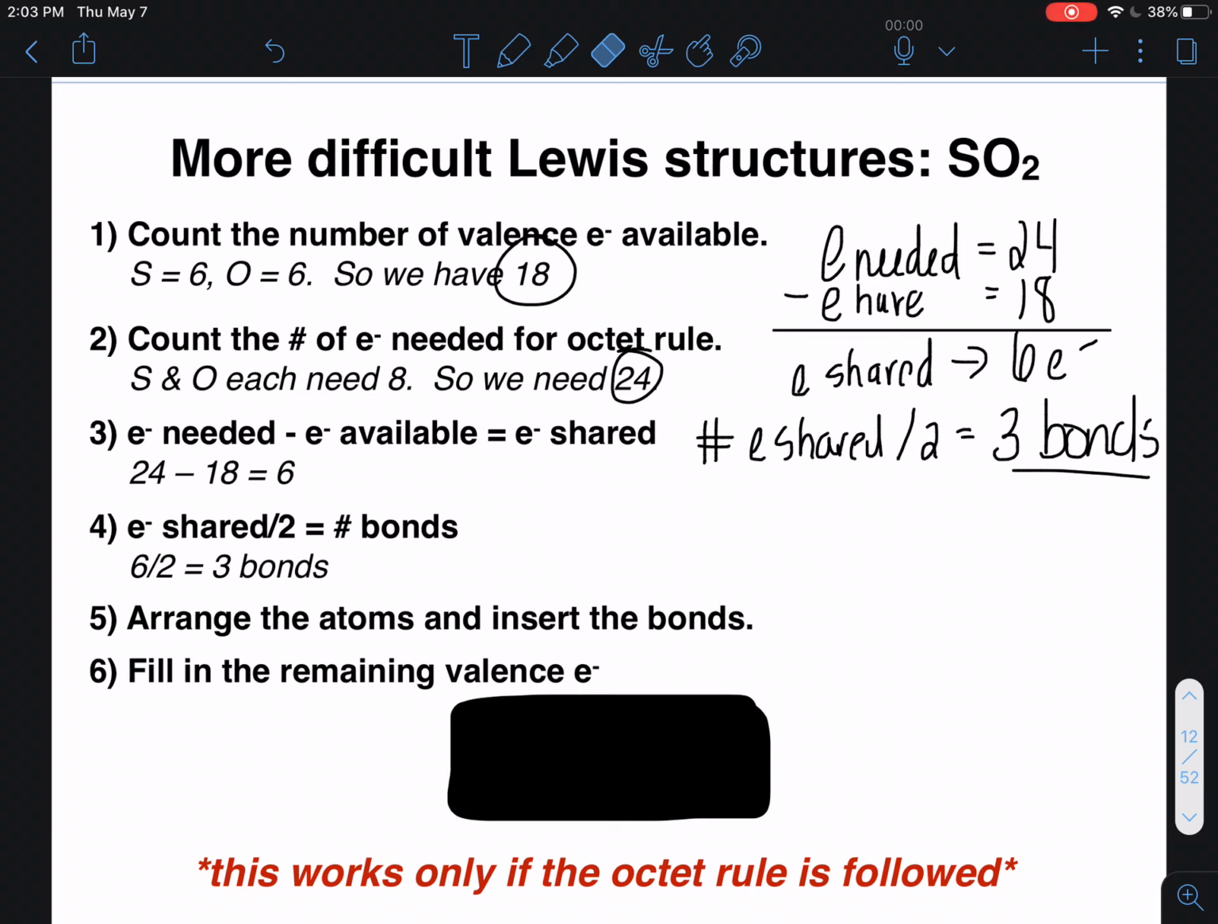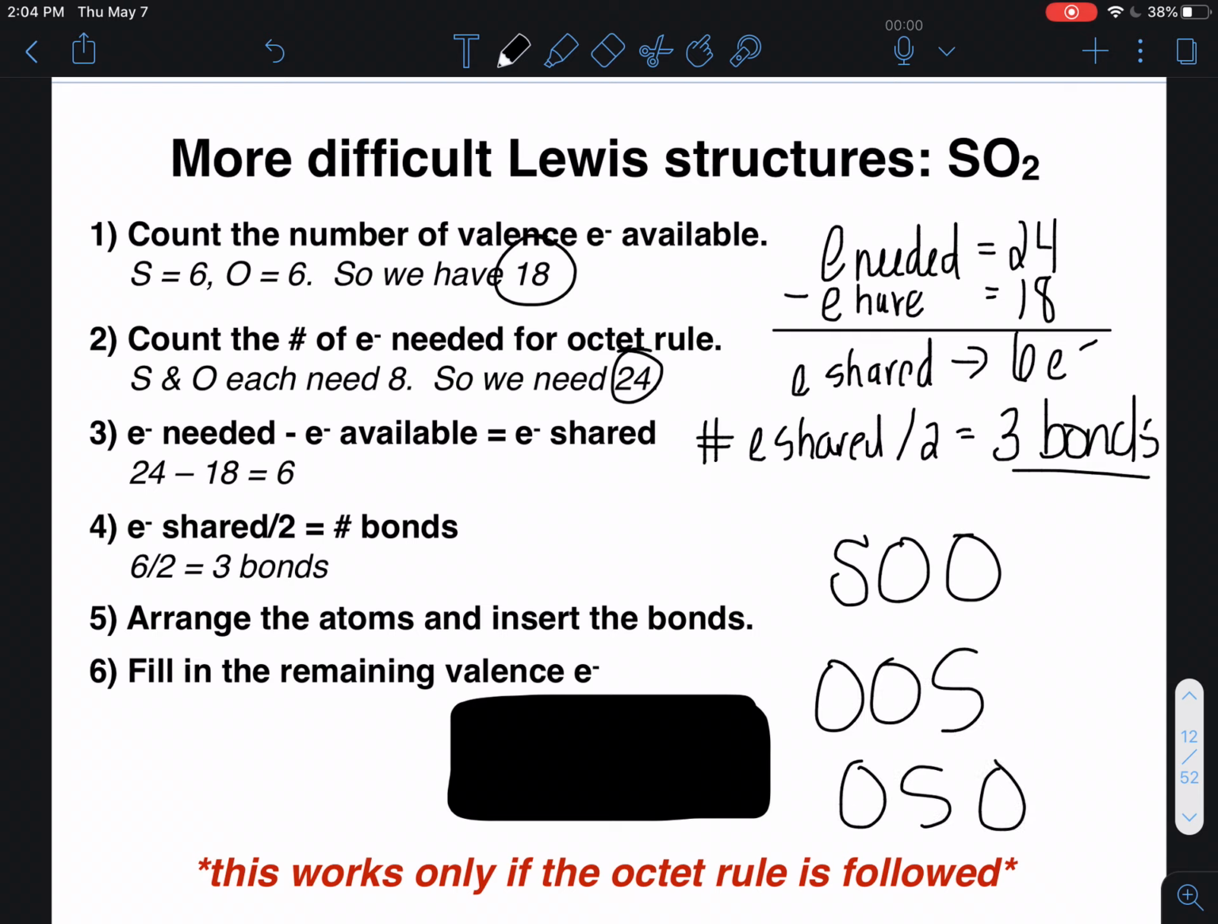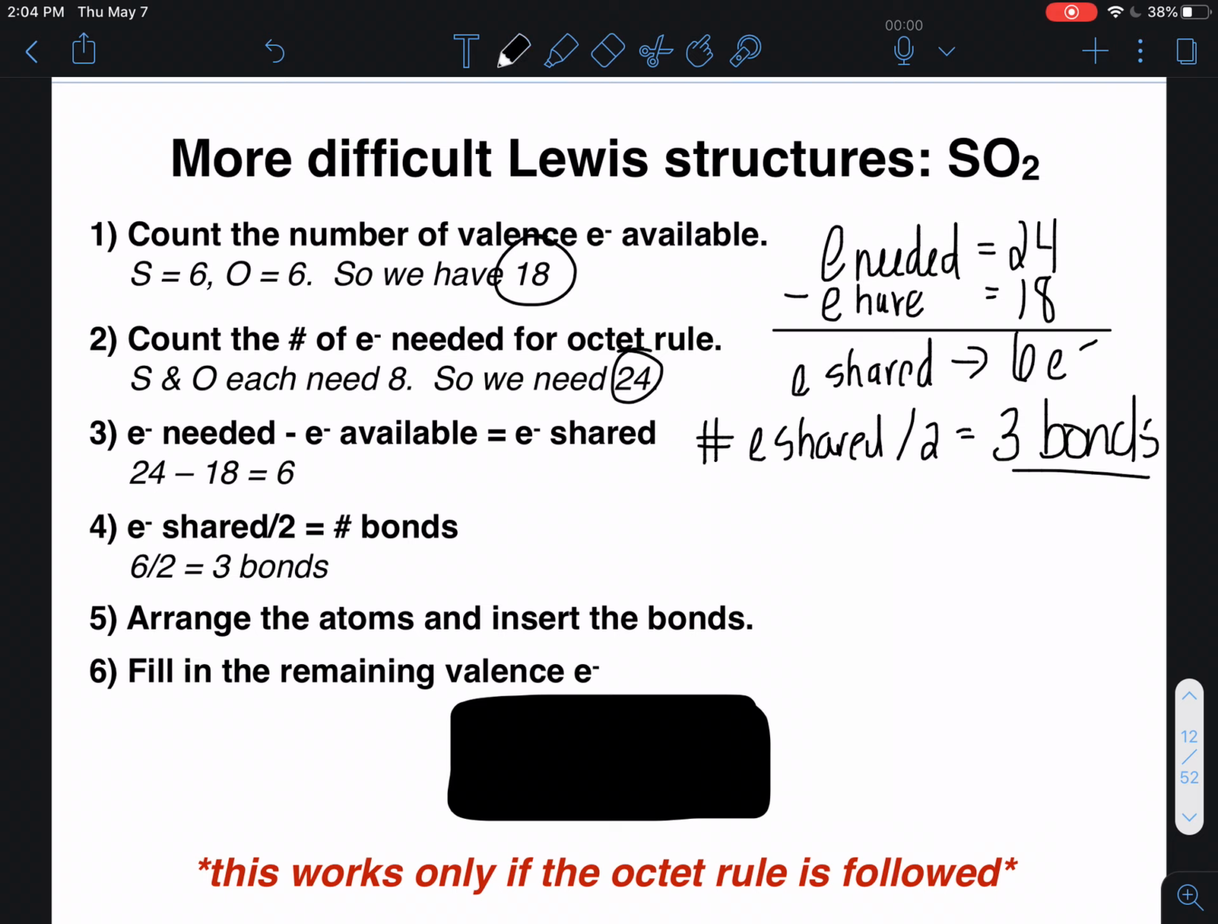So there are 3 bonds. The next step is to arrange the atoms and insert the bonds. So how are we going to arrange SO2? For this class, and basically up until you get into organic, most of the time if you have a single atom and then 2 atoms, that single atom is going to be the one in the center. So the first thing you're going to do is identify the central atom.